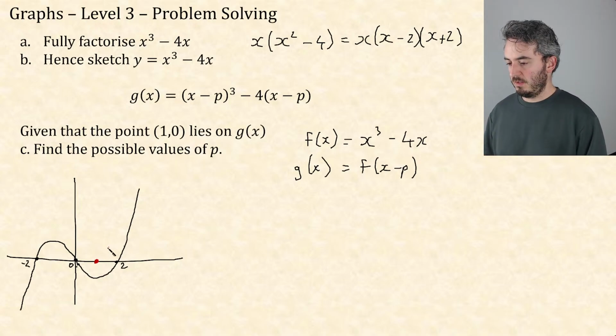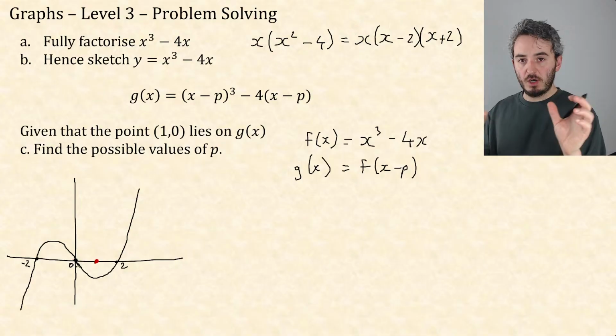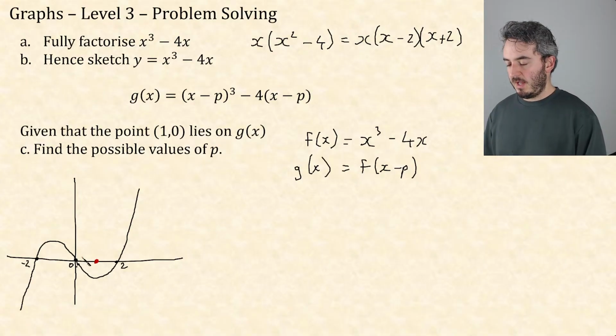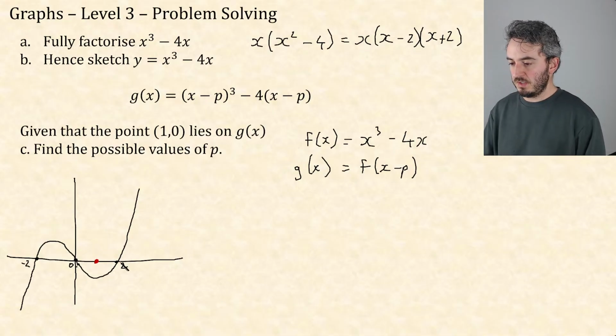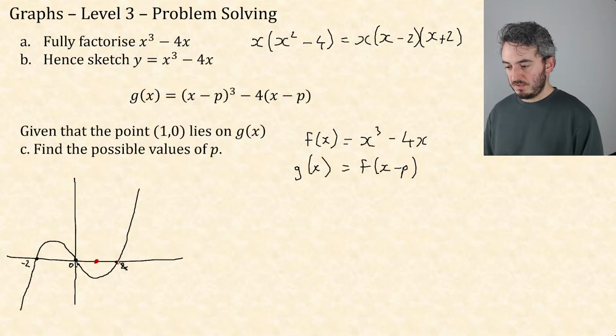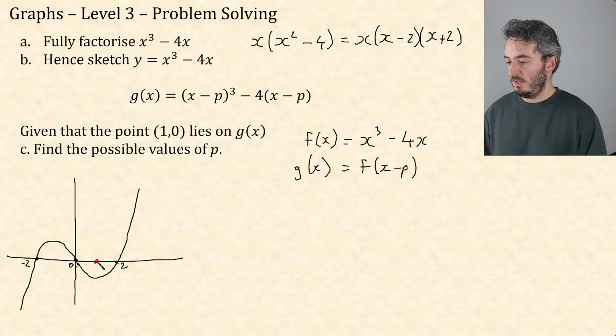Well, you kind of got to imagine the graph moving about. And hopefully what's going on in your mind, and I'll show you this in Desmos in just a moment, is that if you slide the graph 1 unit to the left, this point ends up there. If you slide the original graph 1 unit to the right, this point moves there. And if you slide the graph 3 units to the right, this one goes there. So there actually should be 3 values of p.